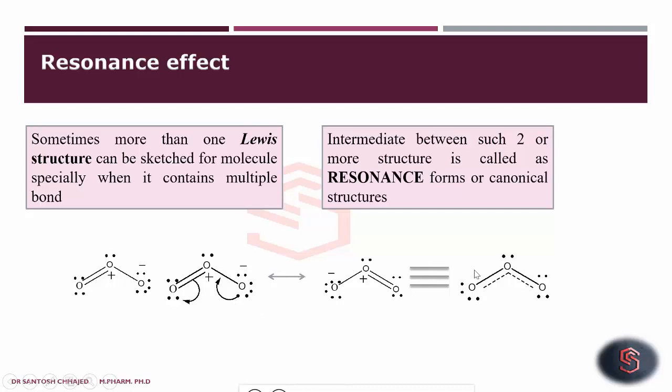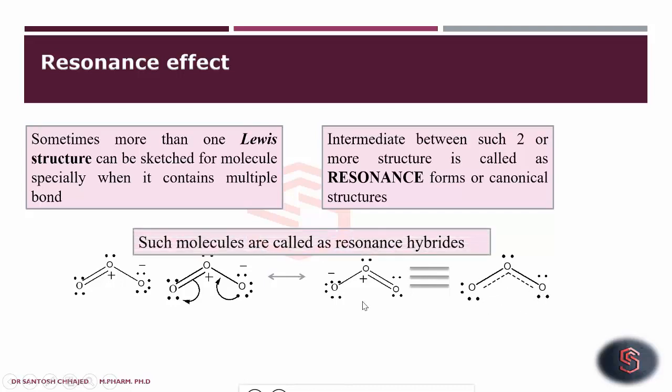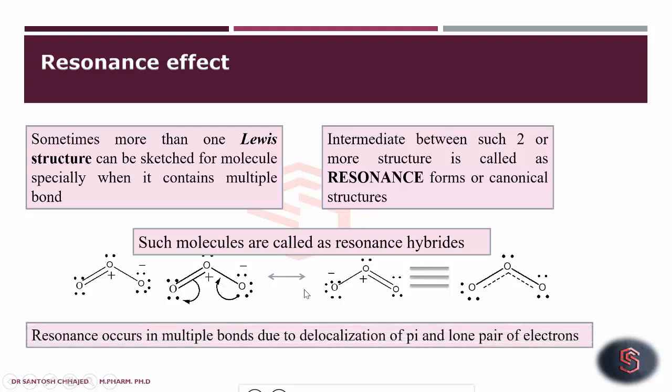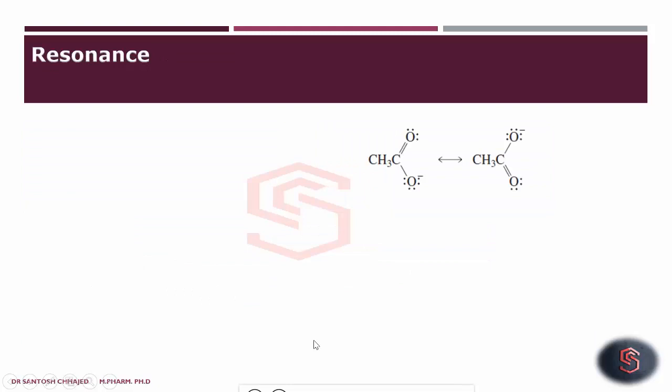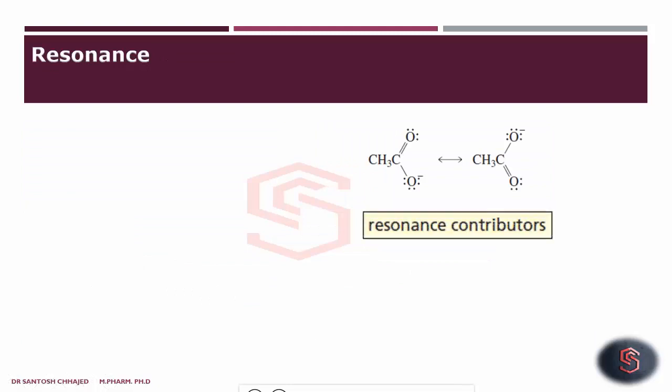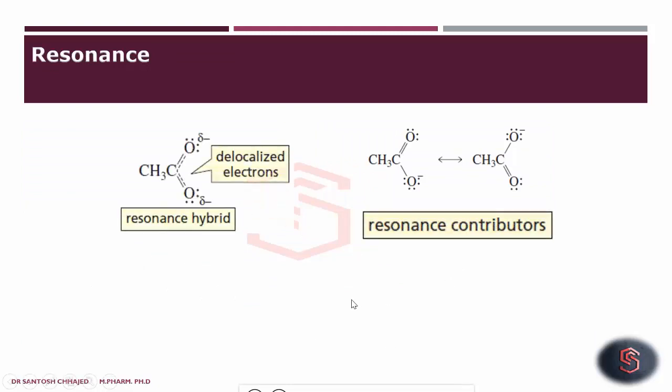A better way we can represent it is in this manner. So what does the dotted line indicate? Delocalization of electrons from one oxygen to another via this oxygen. Such a molecule is called the resonance hybrid. So an individual particular structure is called a resonating structure, and this is also a resonating structure. Resonance occurs in multiple bonds due to delocalization of pi and lone pair of electrons. Now these are called contributors.